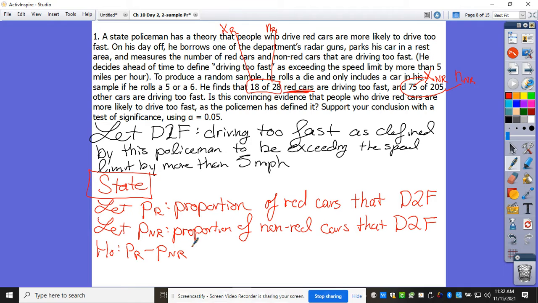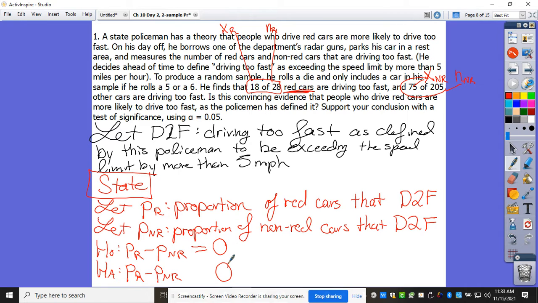And then, because it didn't tell us anything about how much faster or how much higher of a percent it wanted of red than not red. So my alternative, I know I'm still going to keep PR minus PNR. I know I'm going to keep 0.